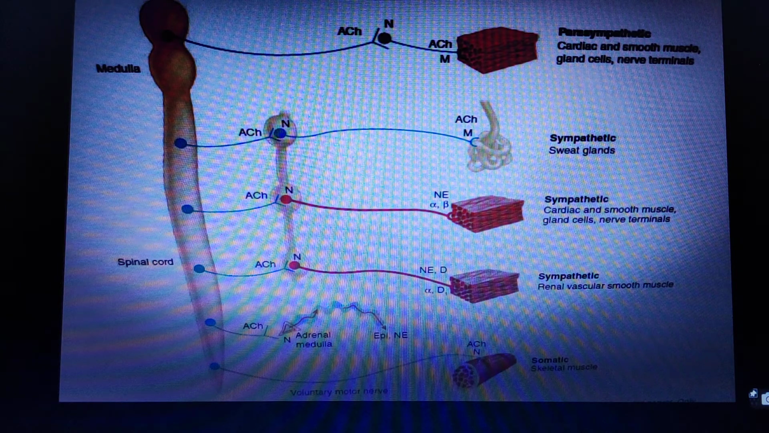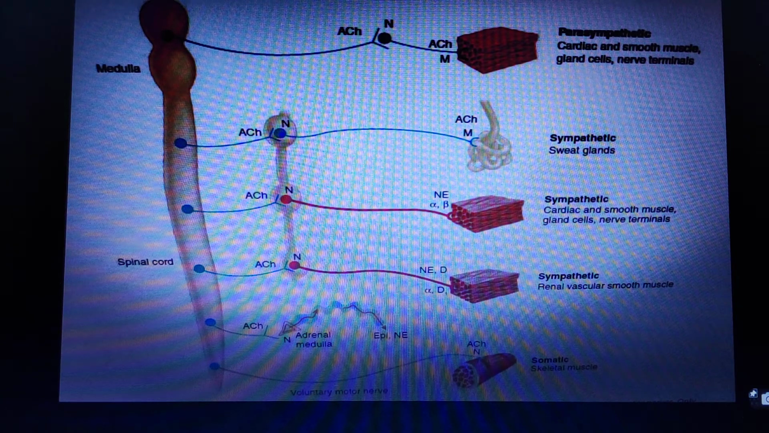Now if we consider the parasympathetic system, which starts in the brain, the presynaptic fiber goes to the ganglion, and at the site of the ganglion the neurotransmitter is acetylcholine. After that the postganglionic nerve starts, and at the site of the organ and smooth muscles, again the neurotransmitter is acetylcholine. So in the parasympathetic system, acetylcholine is present at the ganglion as well as at the end organ.